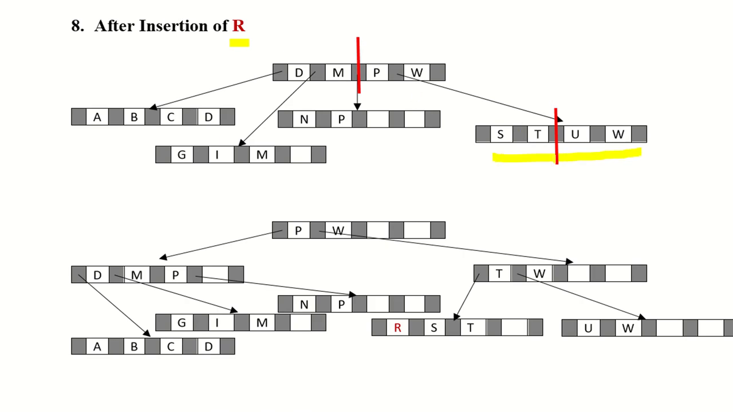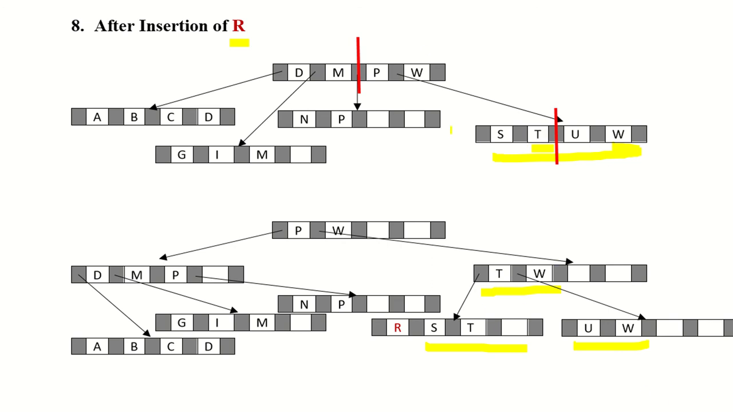So it is already filled. So how to do it? We'll split the node into ST and UV. For splitting the node into ST and UV, we have it like this. And for promoting the nodes, T is the parent node of ST and W is the parent of UV. So T and W become your parent node, and the child nodes are ST and UV.